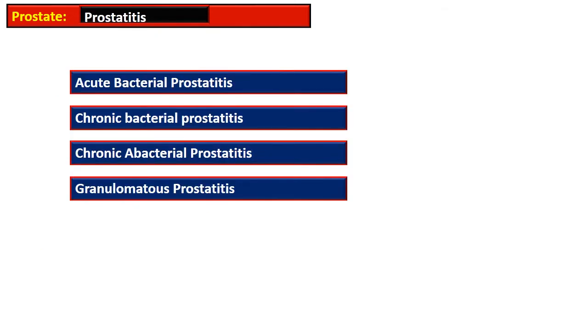The inflammation of the prostate is termed prostatitis, and it can be classified as acute bacterial prostatitis, chronic bacterial prostatitis, chronic abacterial prostatitis, and granulomatous prostatitis.